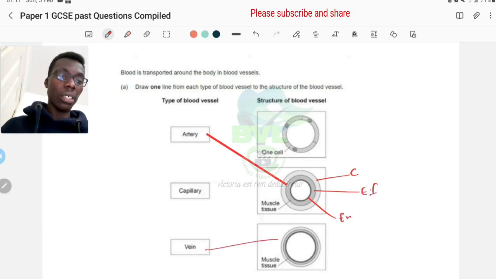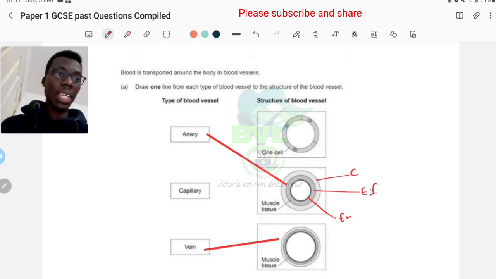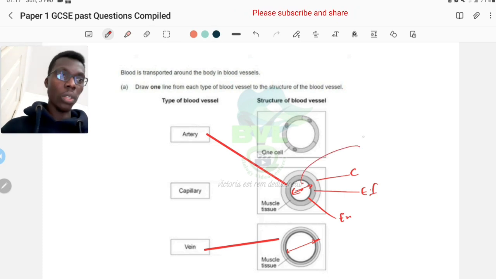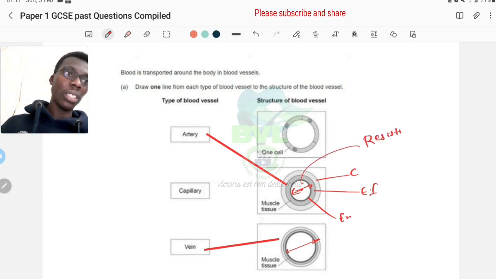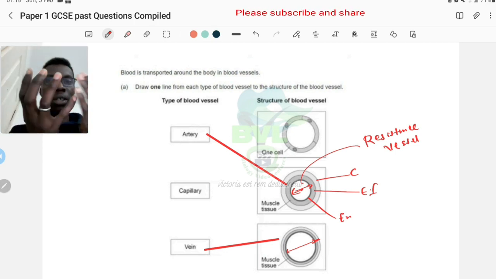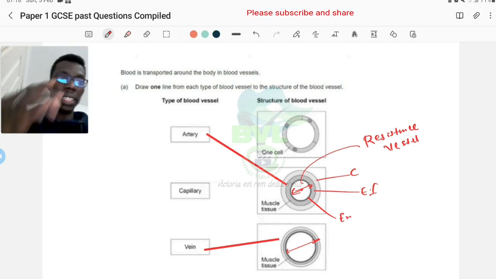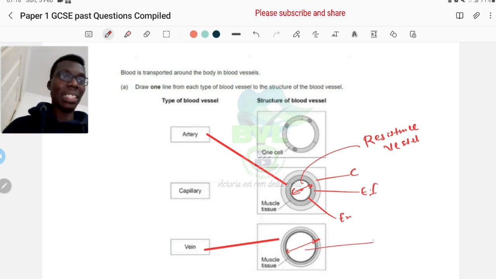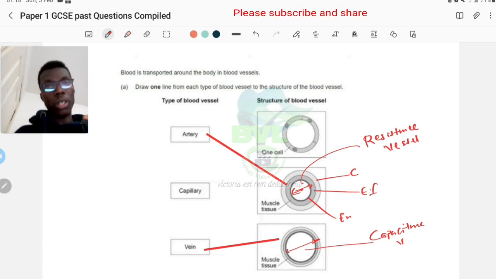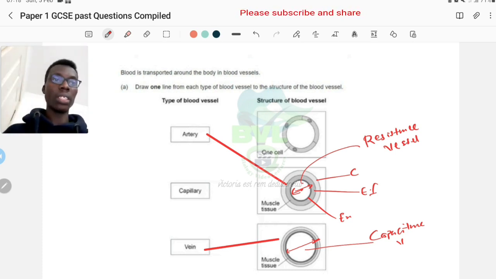So this is the vein. Why? Because it has a thin layer and the lumen is quite wide. But in artery, the lumen is narrow. So we used to call this resistance vessels, because blood forces itself through it because it's really narrow and because the wall is thick, but the wall is elastic anyways. Then vein is called capacitance vessels. Why? Because it has capacity for a lot of blood. Because it's wider, it carries a large amount of blood.